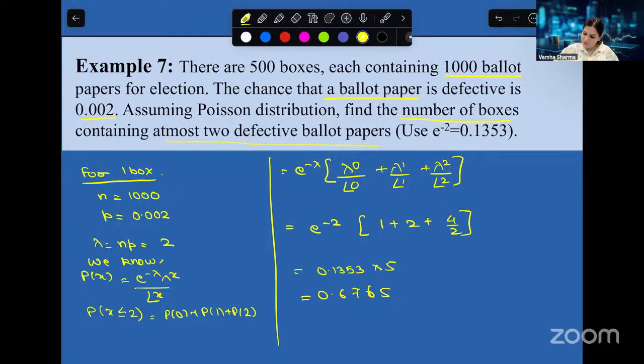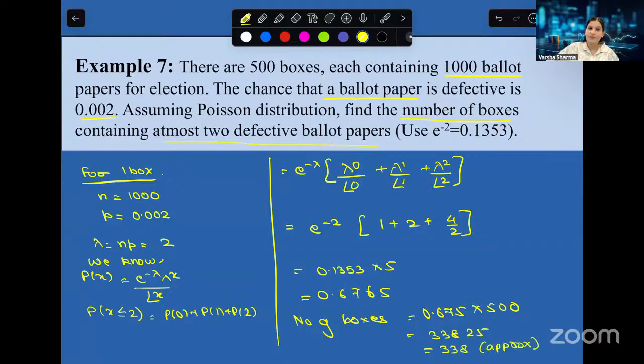Now we want number of boxes. So for number of boxes, I'll multiply this. This is for one box. Total number of boxes 500. So multiply this by 500. 338.25. So number of boxes can't be in decimal. So 338 approximately.